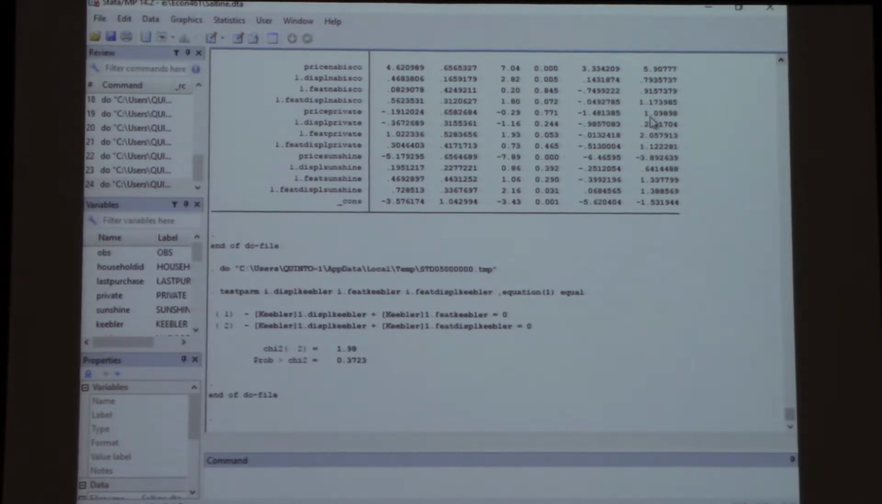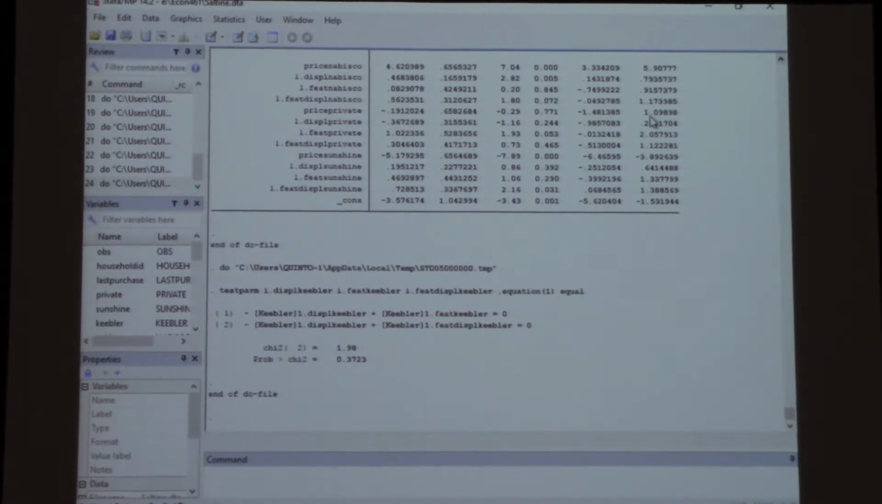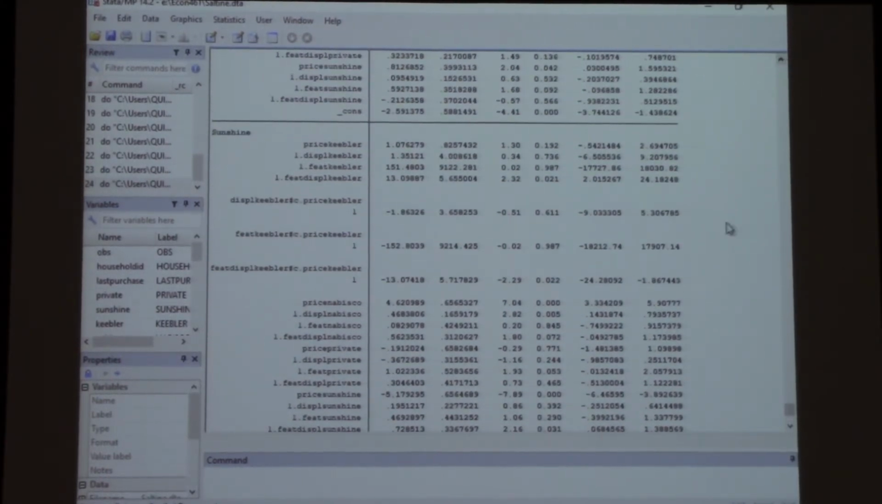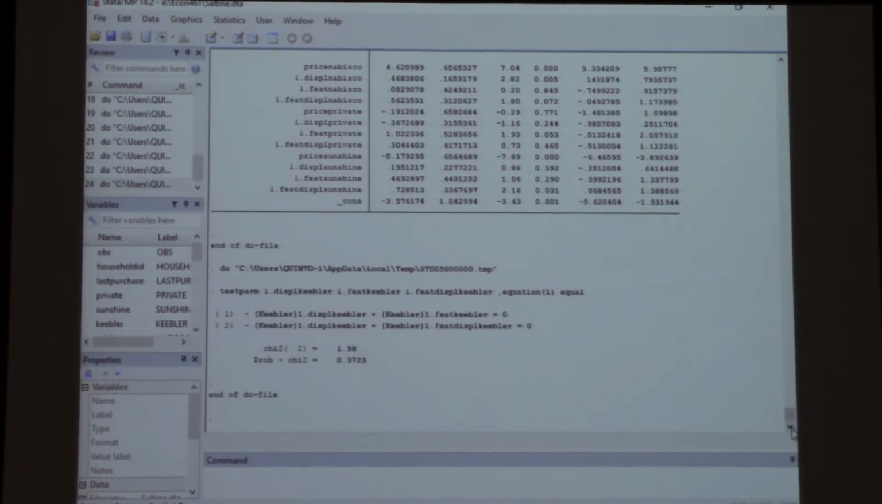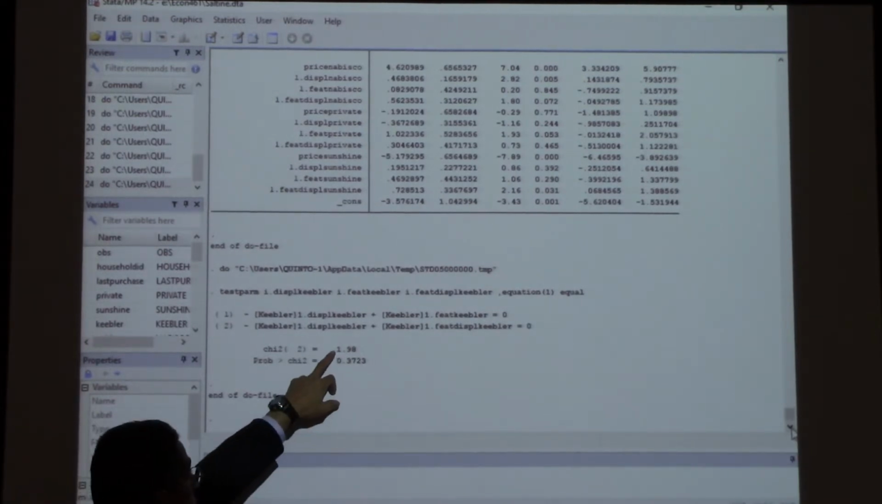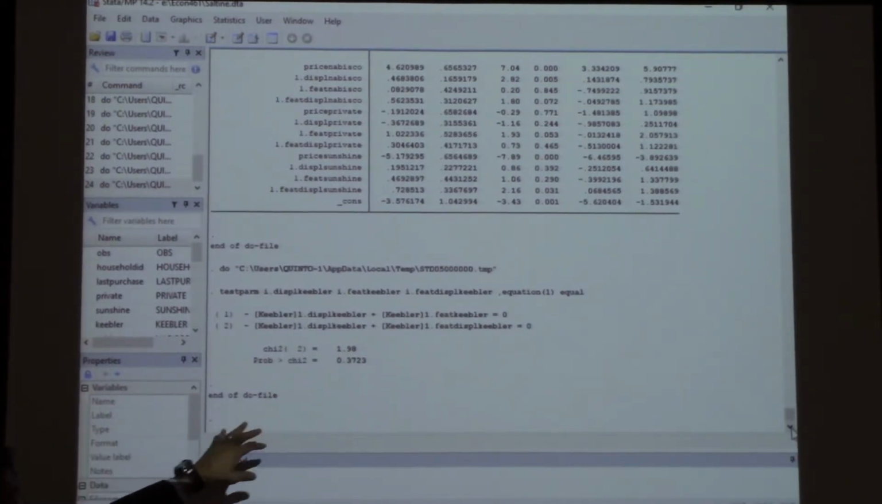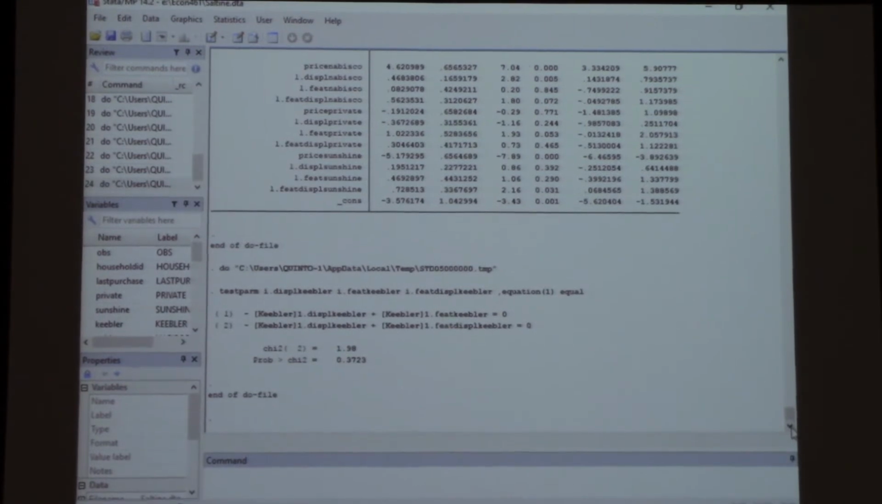So we get a small chi-squared statistic. The null hypothesis is that all of our promotional activities are equal to each other. We can't reject it. I'm sorry, small chi-squared statistic, right around 2, a large p-value. We want our p-value to be as small as possible so we can reject the null hypothesis. So here we fail to reject that all of the promotional activities are equal.